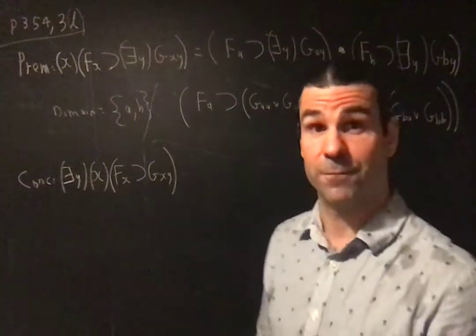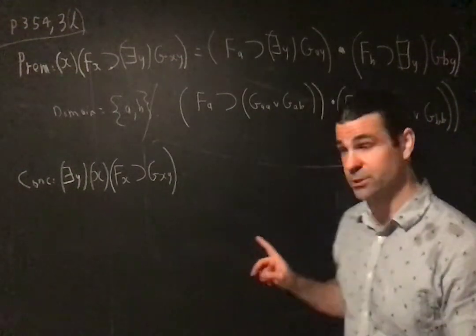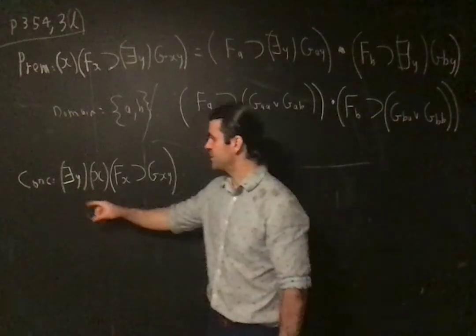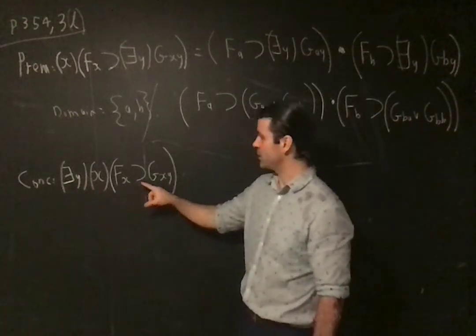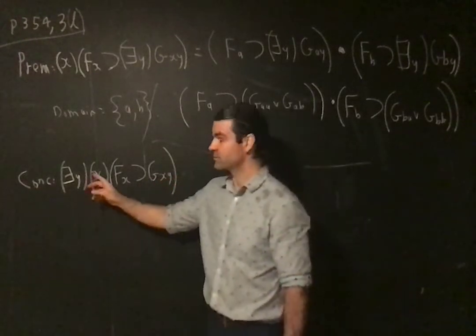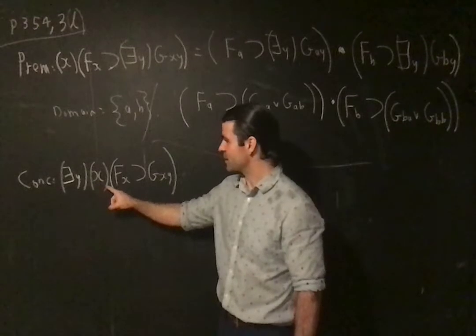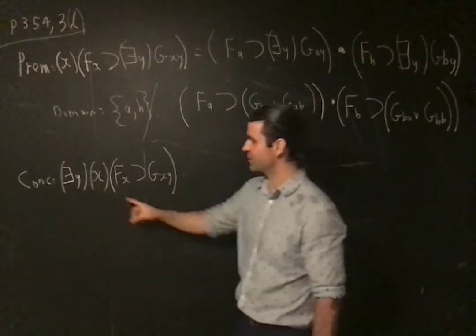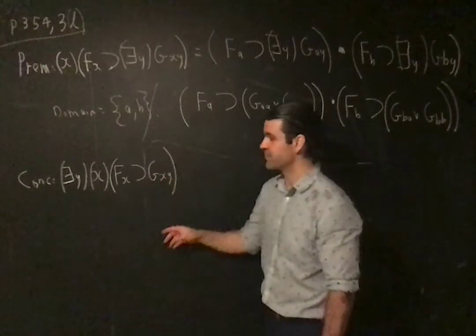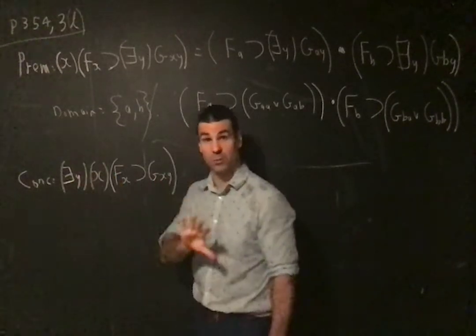Unit 18, part 14. All right, what does the conclusion say? It says, there exists a y such that all f's g y. There is some one such that all f's g y. There exists a y such that for all x, if f is x, then x g is y. There is some one. Okay, start with the leftmost quantifier.